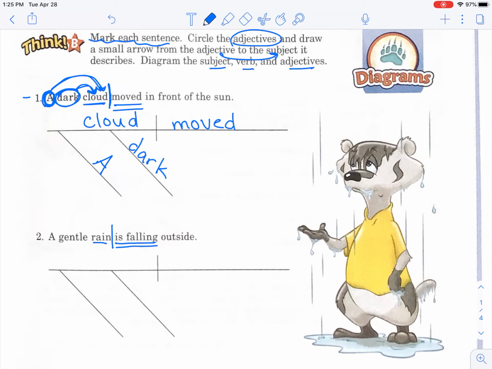And then, you know what? Let's do something a little different. Let's diagram this part and see if the sentence diagram can help us. So what do we know is falling? The rain, that's the subject. And what's it doing? Is falling.